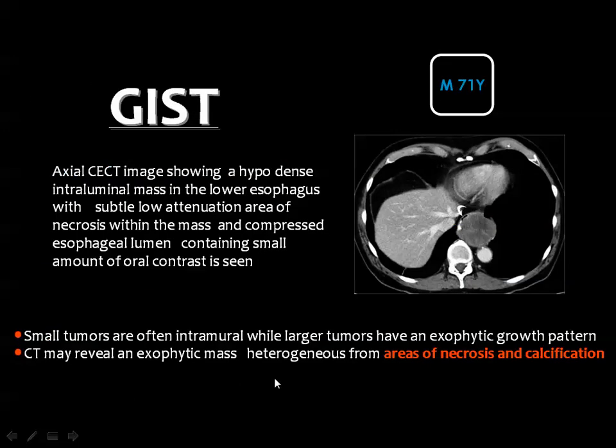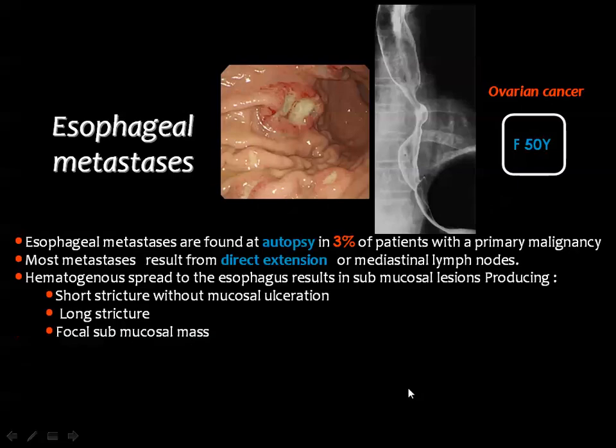This is a case of benign GIST tumor in the esophagus. It can simulate exactly the appearance of leiomyoma, being of relative hypodense texture. It stretches the esophageal lumen along the contour of the esophagus. But GIST may contain calcium, but leiomyoma do not show areas of necrosis, while GIST, if it is larger, may show ulceration and necrosis.